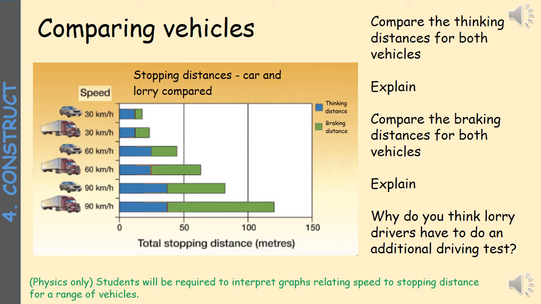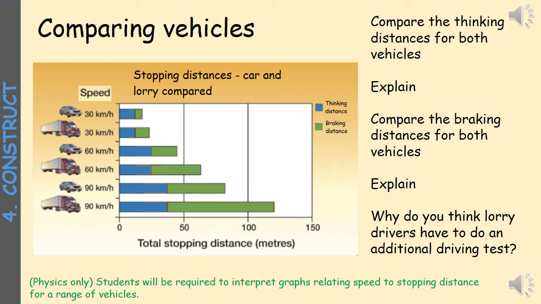The braking distances. You'll have noticed that the braking distance for the lorry is more than that for the car. The reason for this would be that the mass of the lorry is much greater than the mass of the car, and therefore it takes more force over a larger distance to transfer that kinetic energy into thermal energy in the brakes and the tyres.